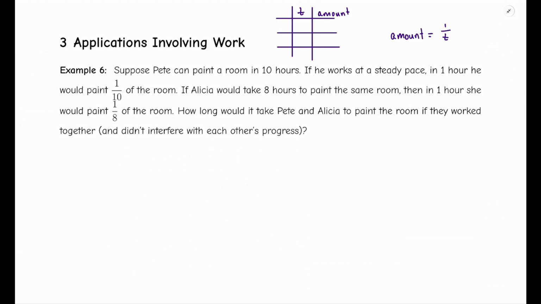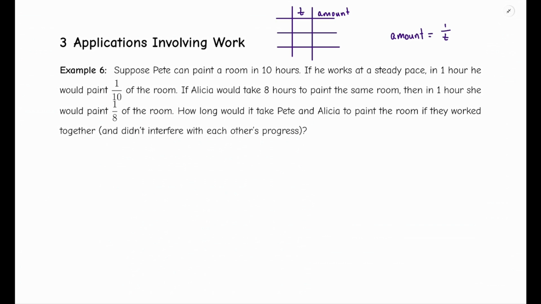But if it takes somebody 2 hours to paint a room, in 1 hour they paint half of the room. And if the second person takes 3 hours to paint the room, in 1 hour that person will have painted a third of the room. So in 1 hour, they would have painted 1/2 plus 1/3, which ends up being 5/6. So in 1 hour, they get 5/6 of the room completed. So even though we can't add their times together, their unit rate can be added together. So that's why we're going to use this information.